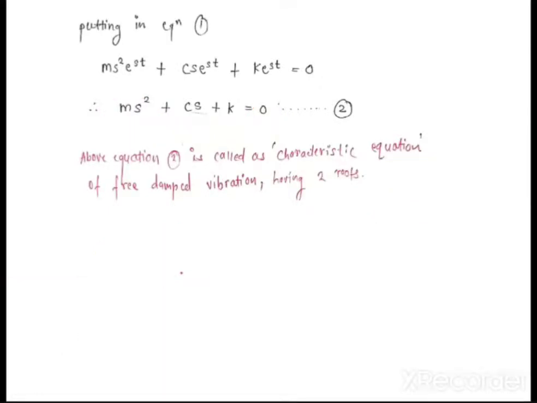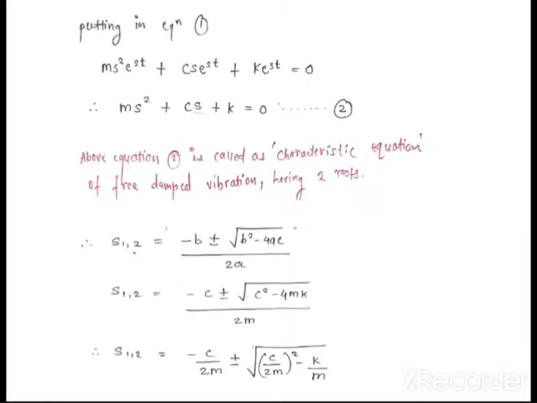So guys, what is the formula to find the roots of a linear second order equation? Now I am getting two roots, S1 and S2. The formula is minus b plus minus square root of b square minus 4ac, upon 2a. So what is b? b is c. What is a? a is m. And what is c? It is k. So this is a, this is b, and this is c. So I am getting s1,2 is minus c plus minus square root of c square minus 4mk upon 2m.